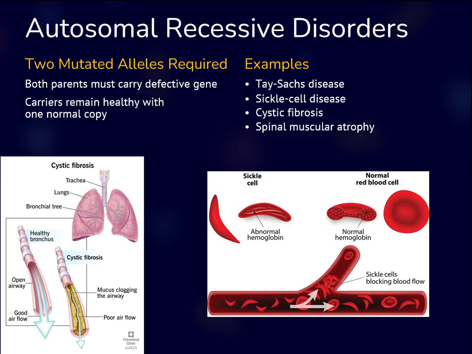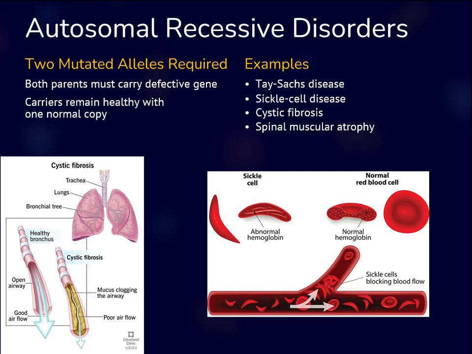Next, let's talk about autosomal recessive disorders. These are quite different because a person must have two mutated copies of the gene, one from each parent, in order to develop the disorder. If they have just one mutated copy, they are a carrier. They don't show symptoms, but can pass the mutation to their children. So here are some examples.